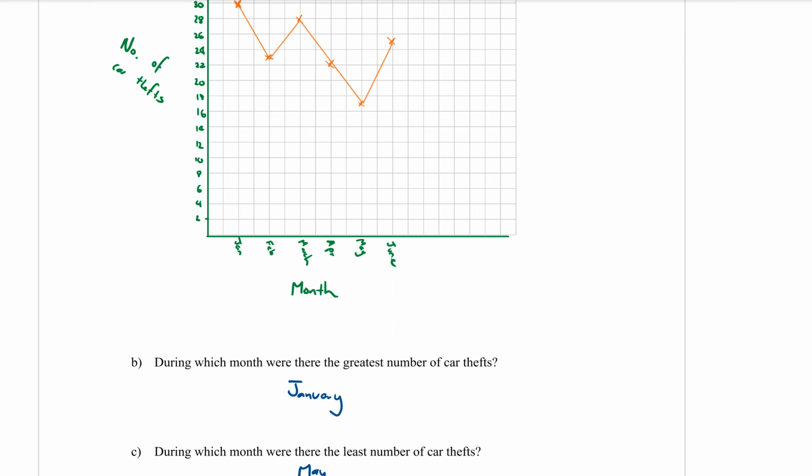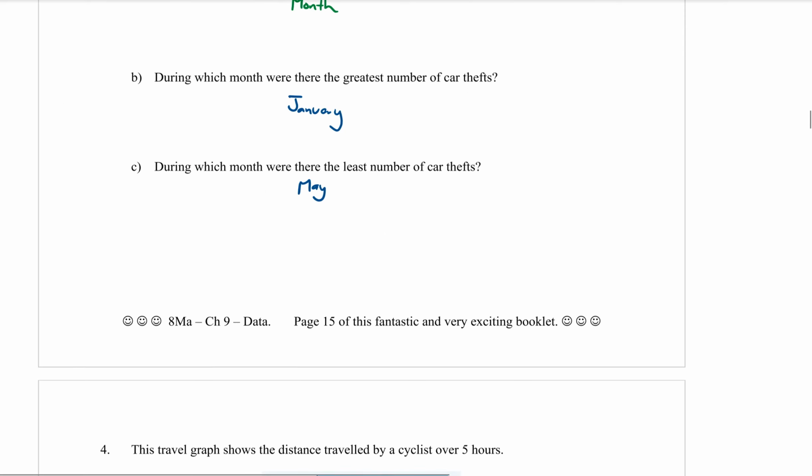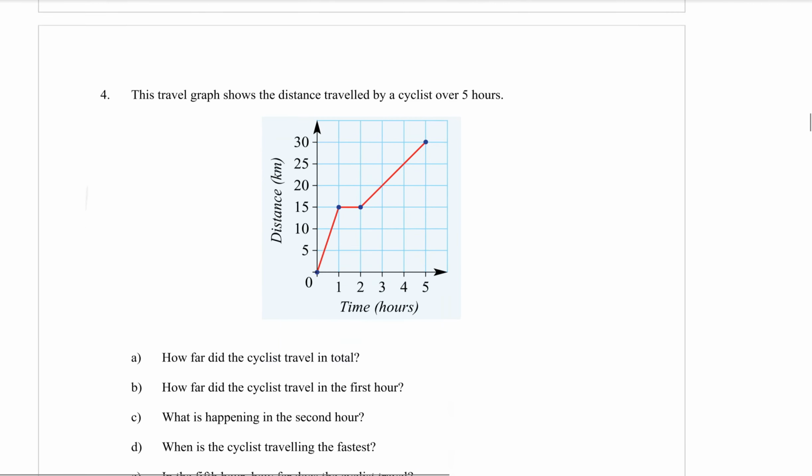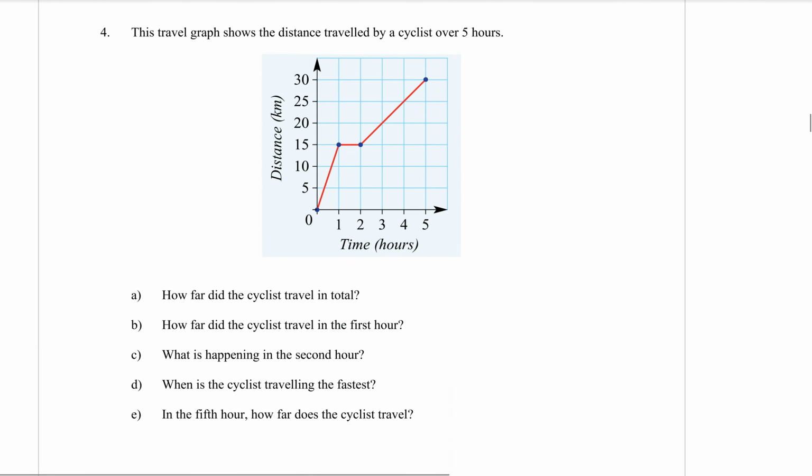Yes, we do, a little bit more. One more example. Question 4. This is a travel or a distance time graph. It shows the distance traveled by a cyclist over 5 hours. Now, for distance time graphs, they're a very special type of graph that you can tell a certain amount of things just by looking at the graph.